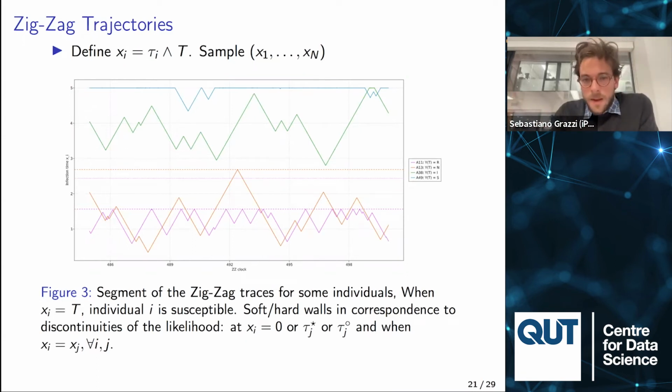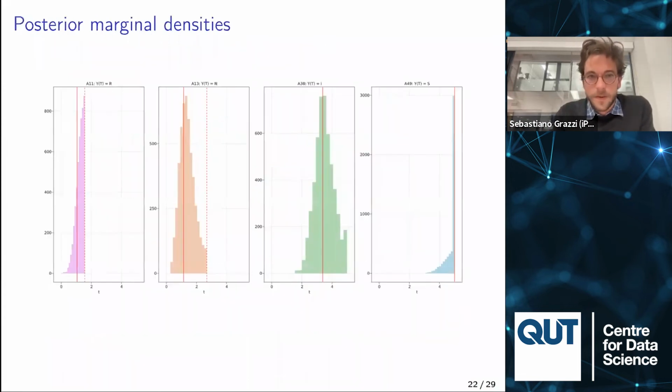But these discontinuities also happen whenever, for example, two infection times are swapped. So instead of individual I infecting individual J, it is the other way around. Then a discontinuity of the target happens, right?